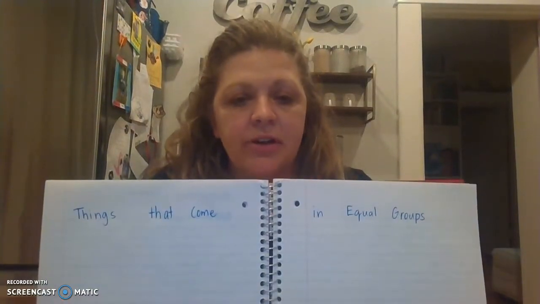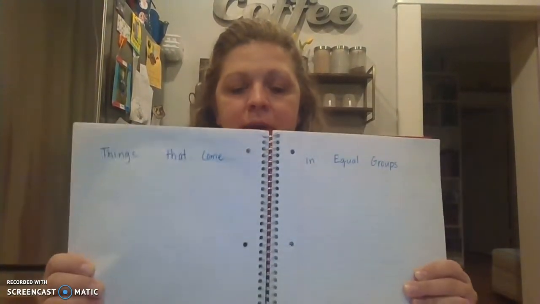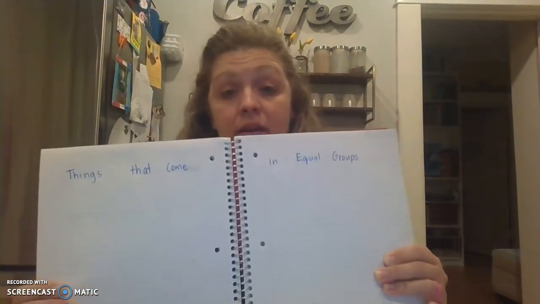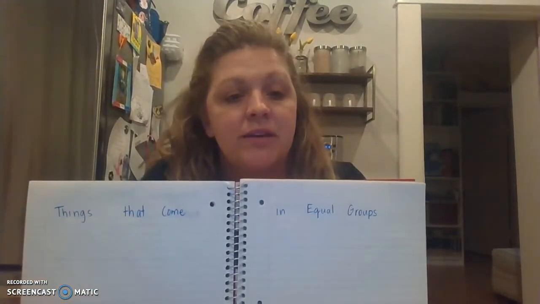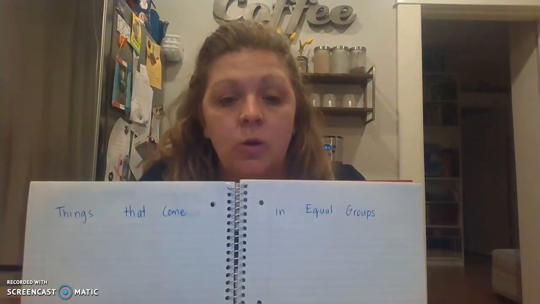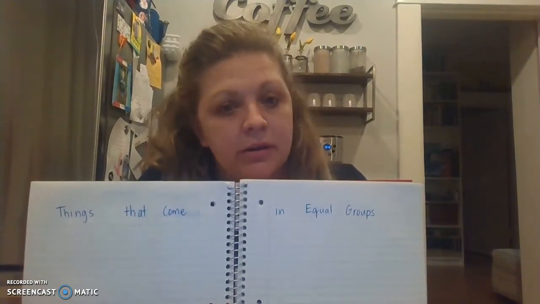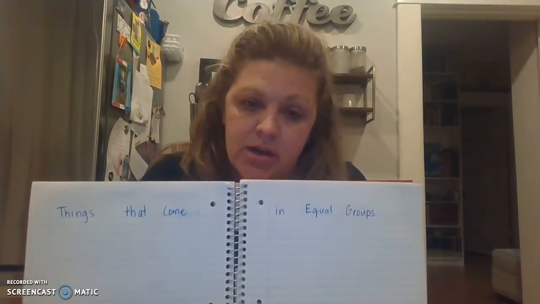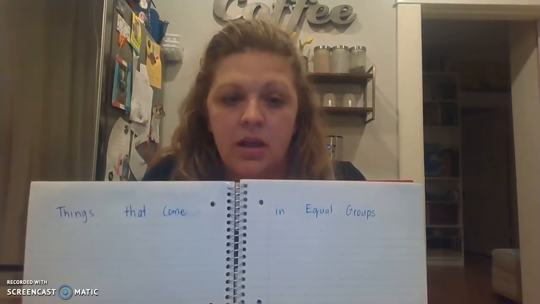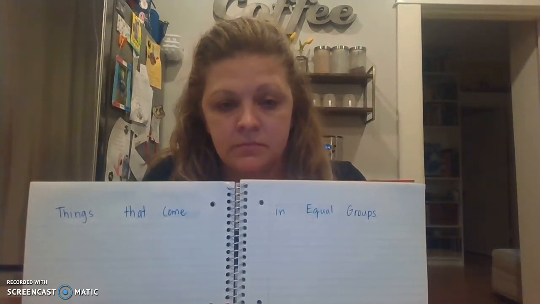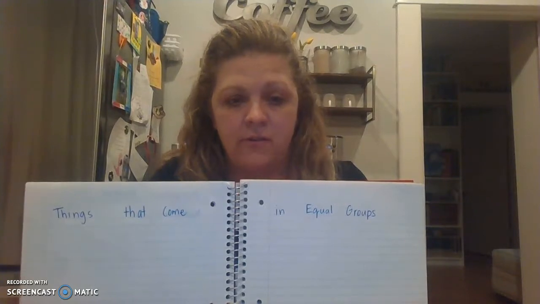Okay, so for the first step, I want you to use 2 pages. So you're going to need one side, a right side, and a left side to do this chart, okay? So we're going to make something that's called things that come in equal groups. Notice how I wrote 3 words on one side and the other 3 words on the other side. So pause the video, and I want you to copy down, just like on my notebook, things that come in equal groups. Okay, great. Now we're ready for the next step.